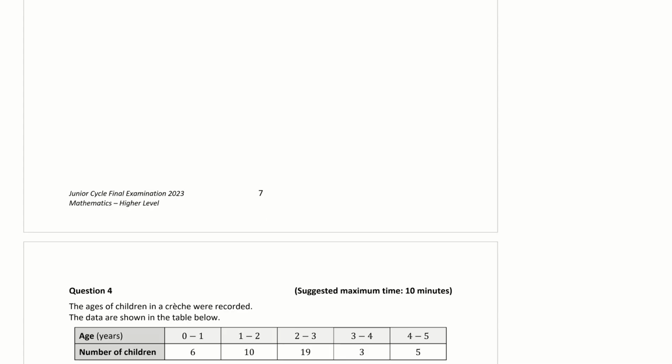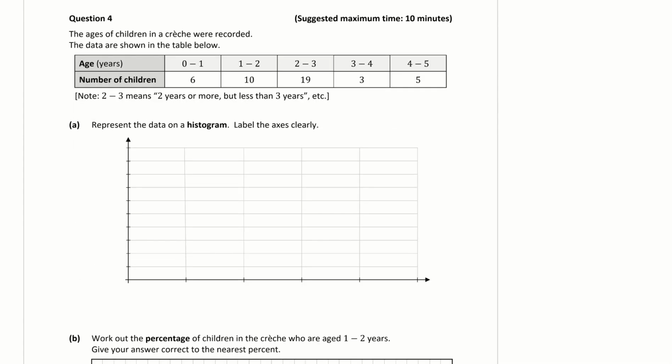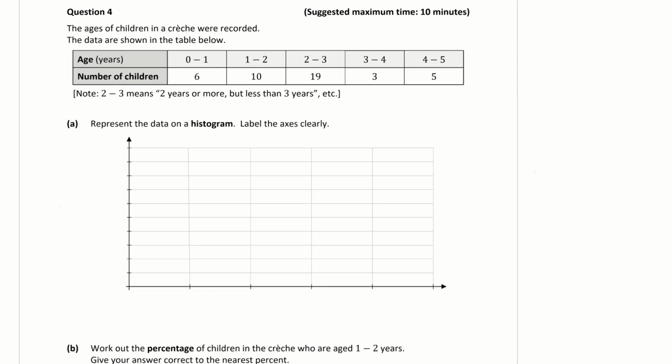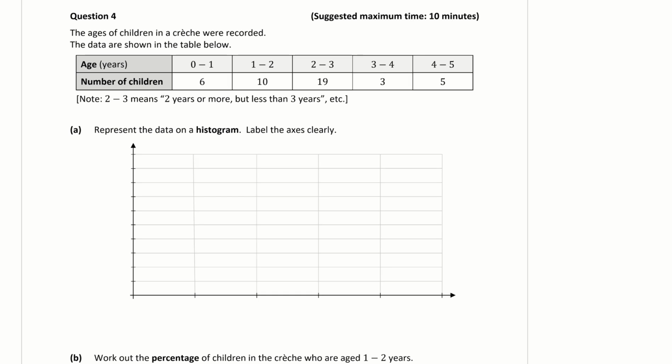Moving down now to question 4. Question 4, the ages of children in a creche were recorded. The data are shown in the table below. Represent the data on a histogram. Label the axes clearly. So a histogram is where the bars are touching each other.